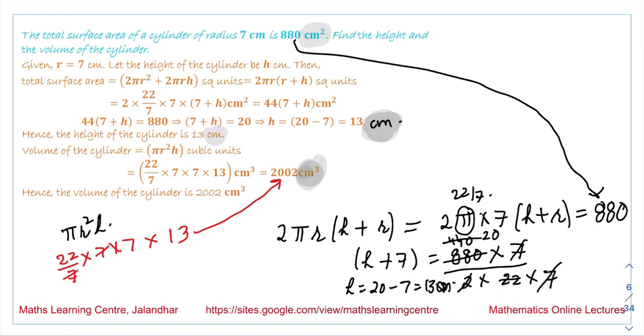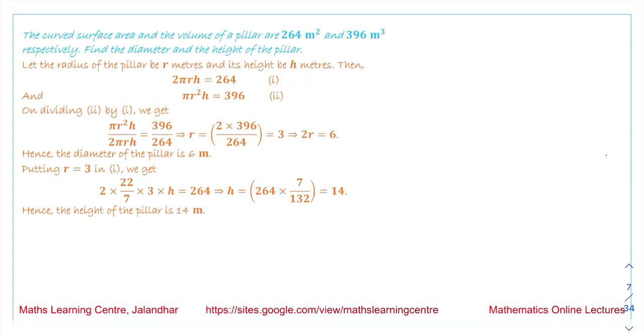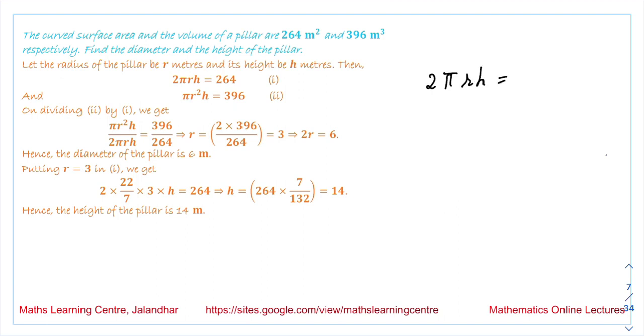Now next, the curved surface area and the volume of a pillar are 264 meter square and 396 meter cube respectively. Pillar means it is in the form of a cylinder. So the curved surface area we know is 2 pi r h, given to be 264 meter square, and the volume, pi r square h, is given to be 396 meter cube. We have to find the diameter and height of the pillar.